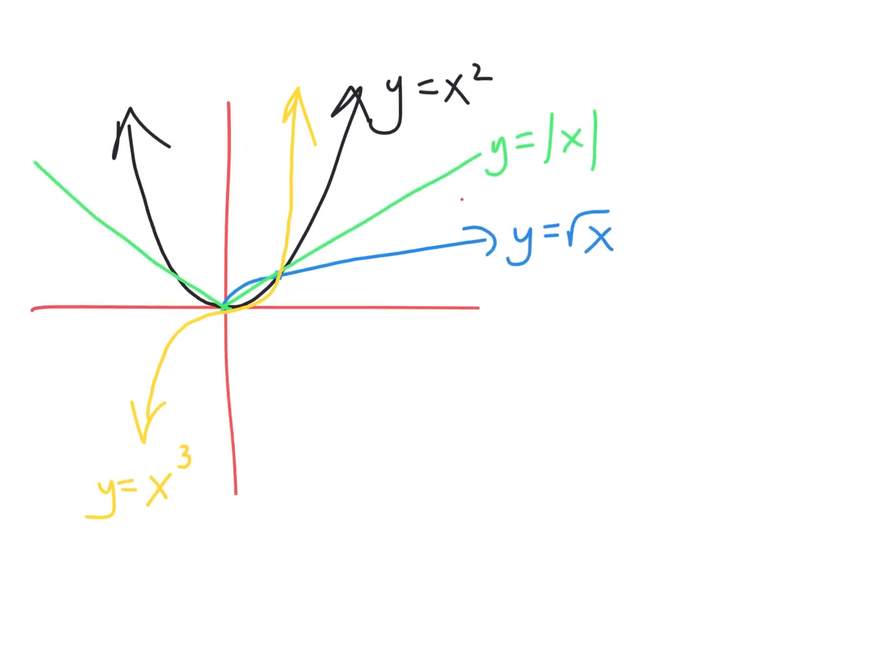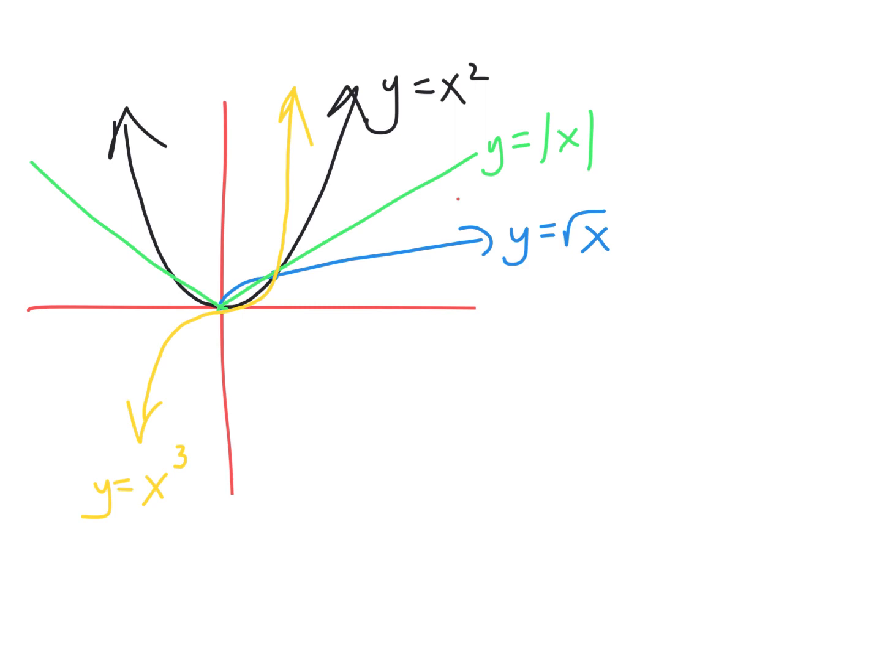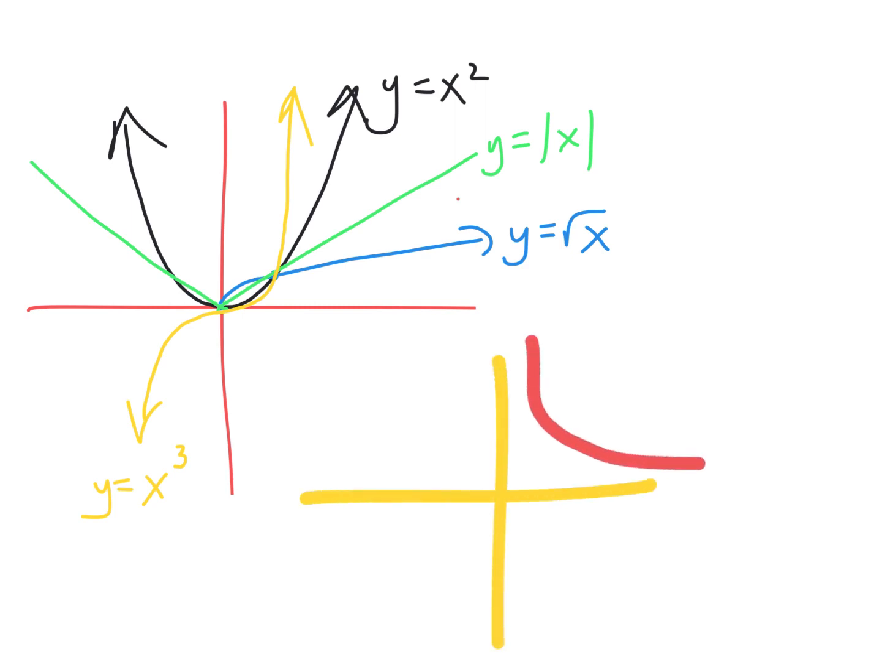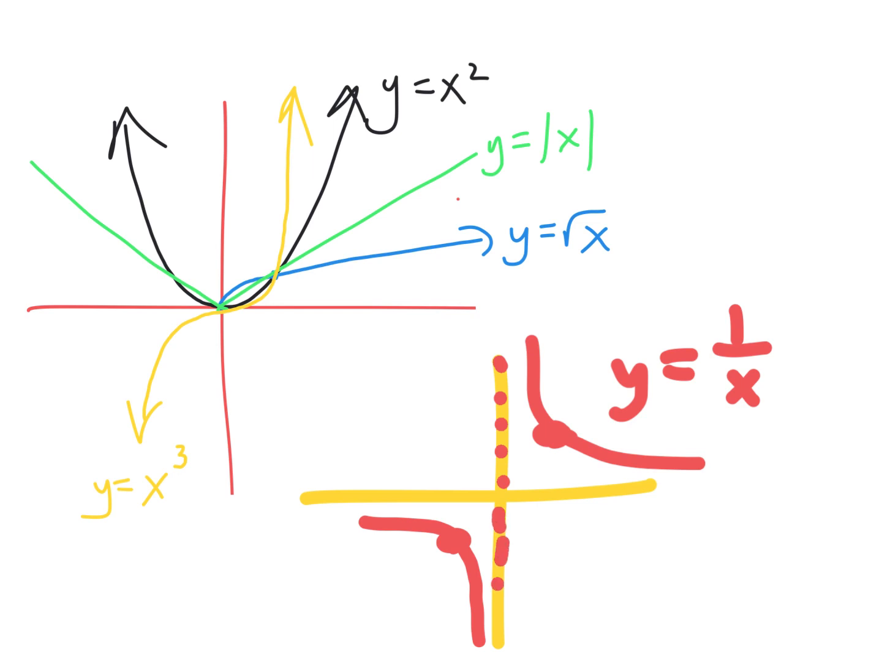Now, there's one that I don't want to try to squeeze on the graph because it's really weird looking. Anybody remember what that one's called? 1 over x. And it goes through the point 1, 1 and -1, -1. And it's got asymptotes there and there. So there are the big ones.